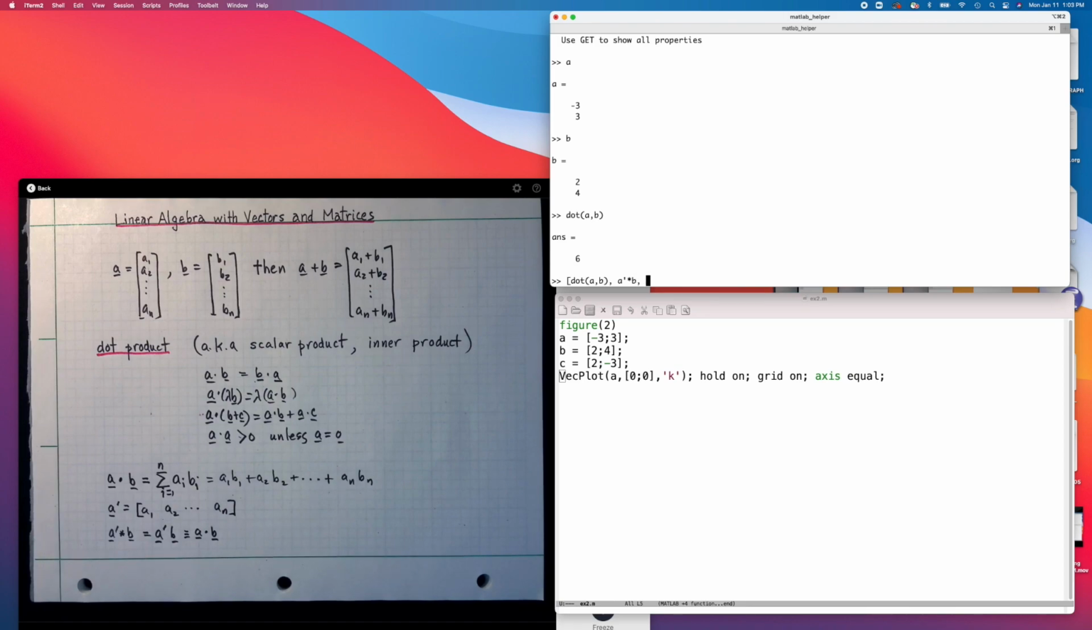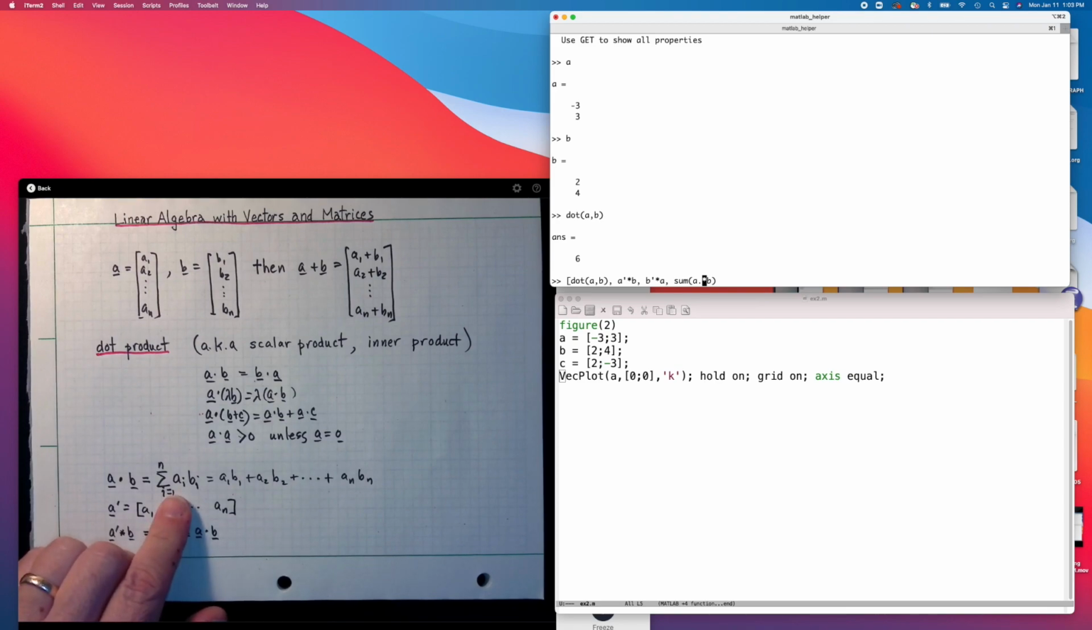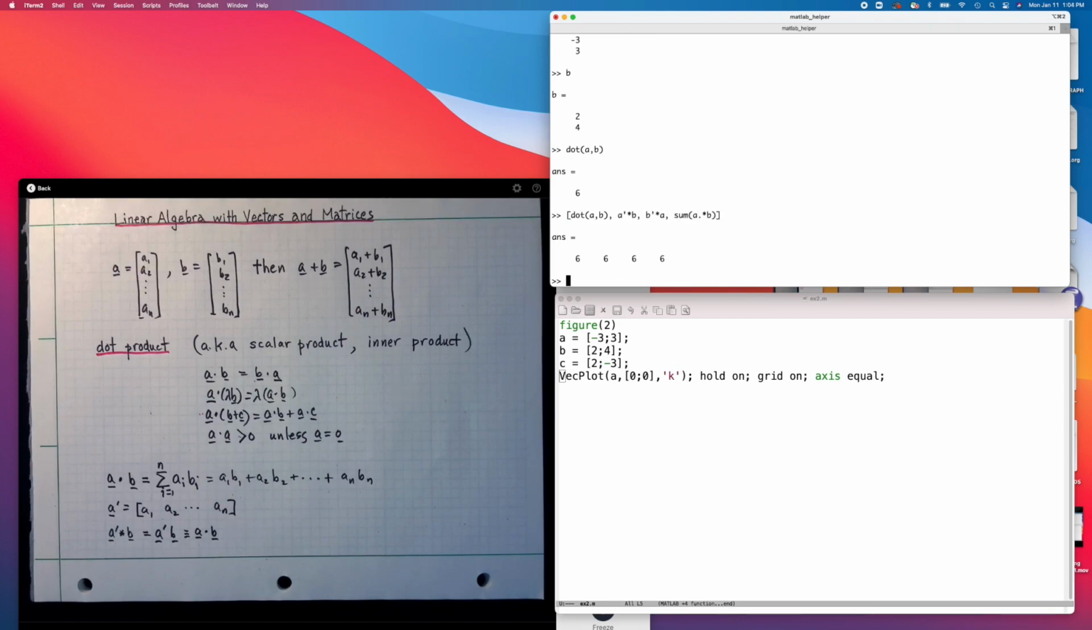We can also do it the other way around. Since the dot product is commutative, I can do A dot B or B dot A. I can also do B prime multiplied by A. I could also multiply element-wise. I can do A1 times B1, A2 times B2, and then sum the result. So I can do sum of A dot star B. The dot star in MATLAB means do the multiplication element-wise. Don't do a matrix multiply, do an element-wise multiplication, and then I do the sum operation. So all these are different ways of computing the same thing. All of them gave us 6, the same dot product.